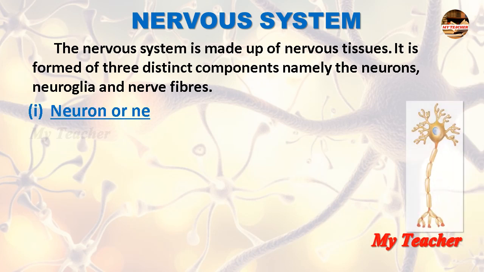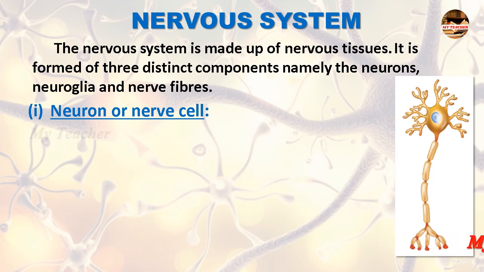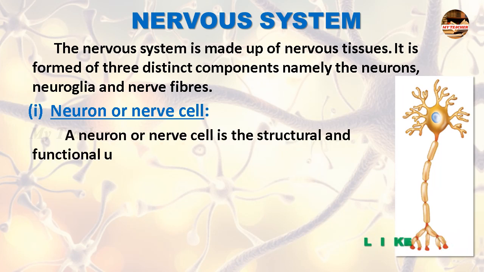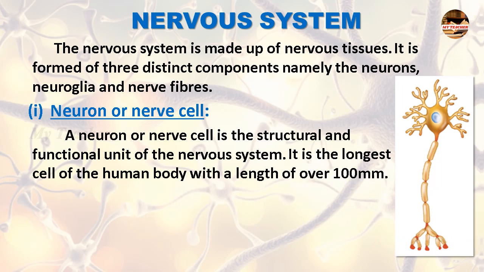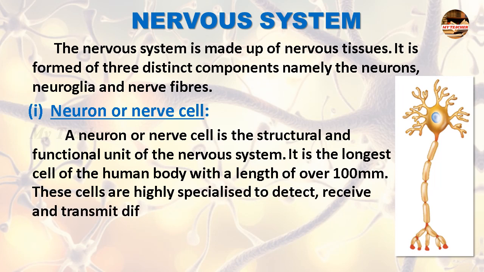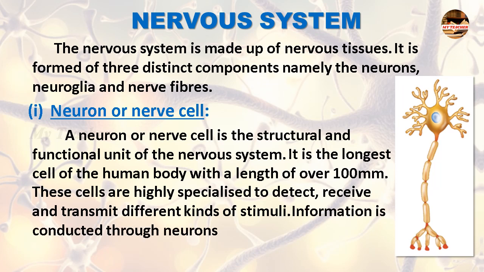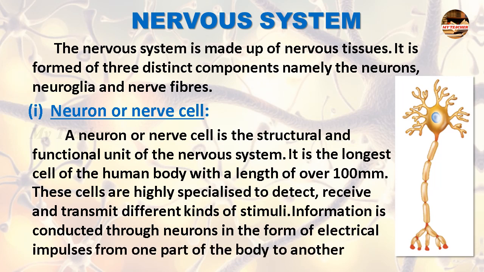First of all, neuron or nerve cell. A neuron or nerve cell is the structural and functional unit of the nervous system. It is the longest cell of the human body with a length of over 100 mm. These cells are highly specialized to detect, receive and transmit different kinds of stimuli. Information is conducted through the neurons in the form of electrical impulses from one part of the body to another.